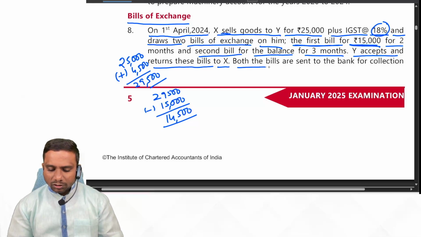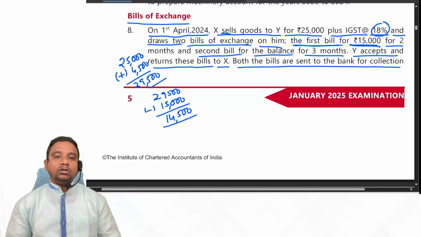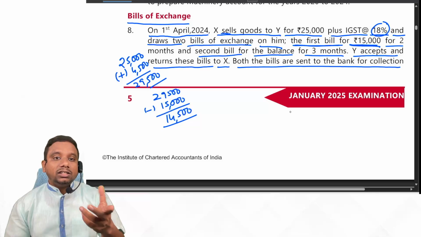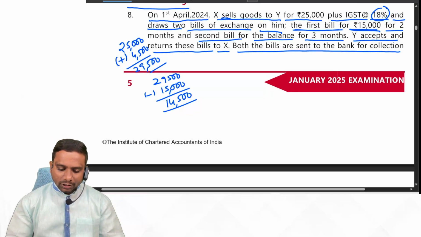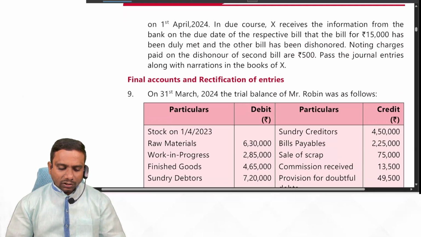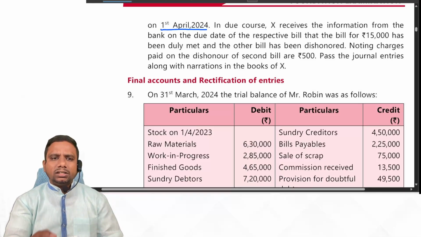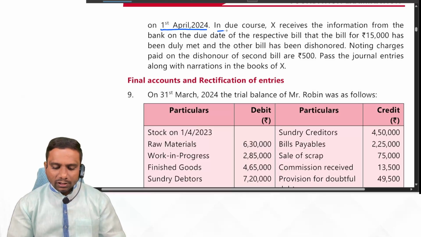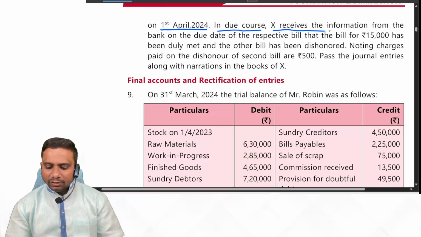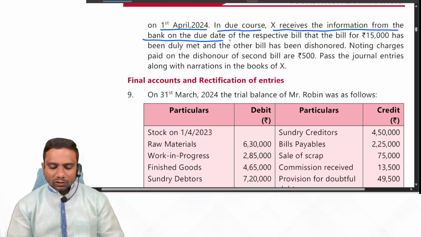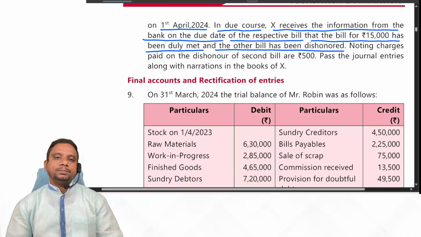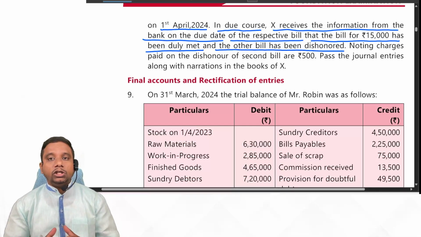Both the bills are sent to the bank for collection. Observe here, both the bills we have sent to the bank. On 1st April 2024, we sent these bills to the bank for collection. In due course, X receives the information from the bank, on the due date of the respective bill, that the bill for 15,000 has been duly met and the other bill has been dishonored. So here you should calculate the due date of the first bill and also the second bill.